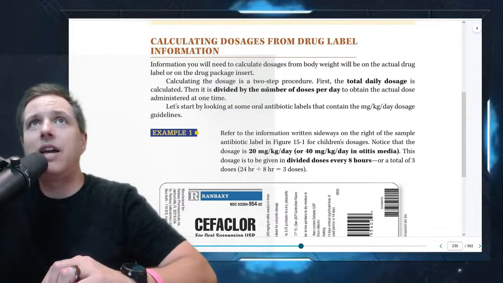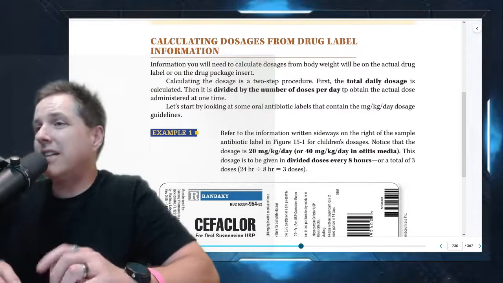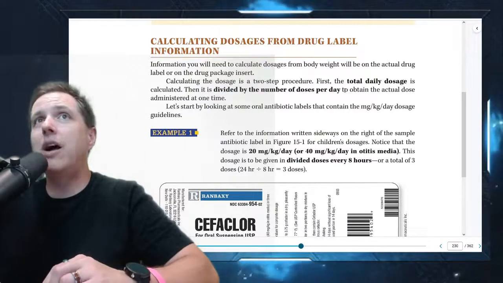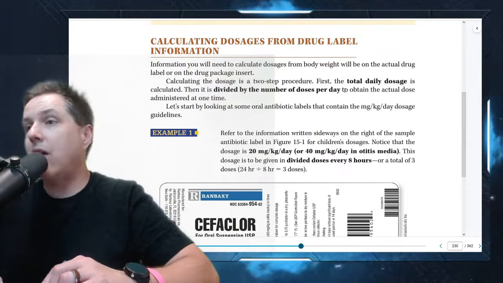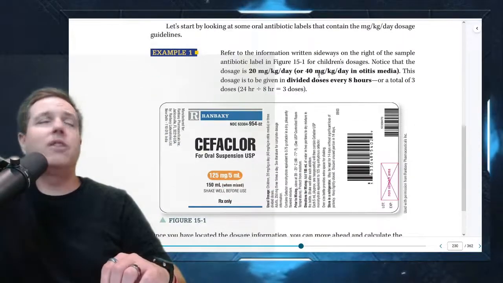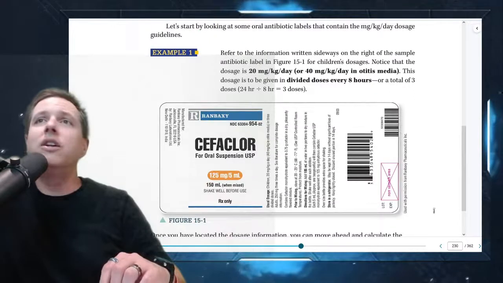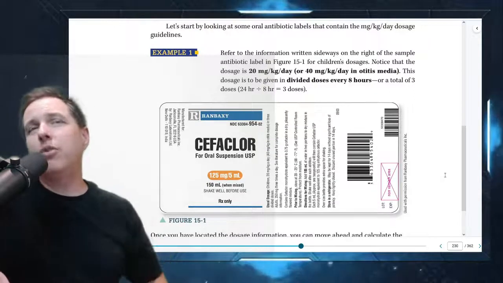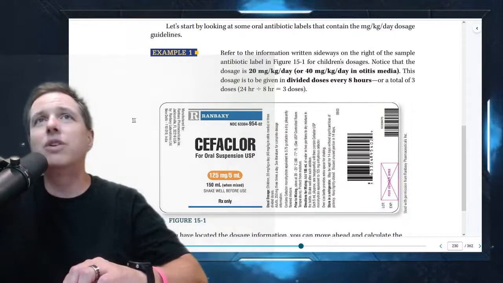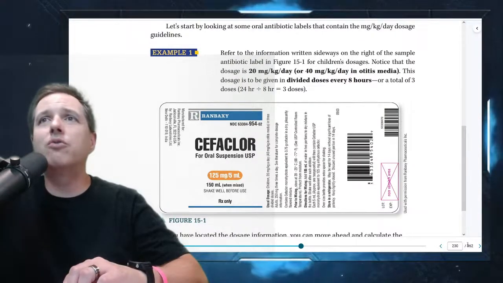So make sure you do this step, divided by the number of doses per day, and that's going to be given by the label. It's going to instruct you how much to give the person and then how often. So, for instance, refer to the information written sideways. I know this is on page 230 in the book if you want to follow along with me. I know I can't make this writing big enough for it to really be readable on the screen.